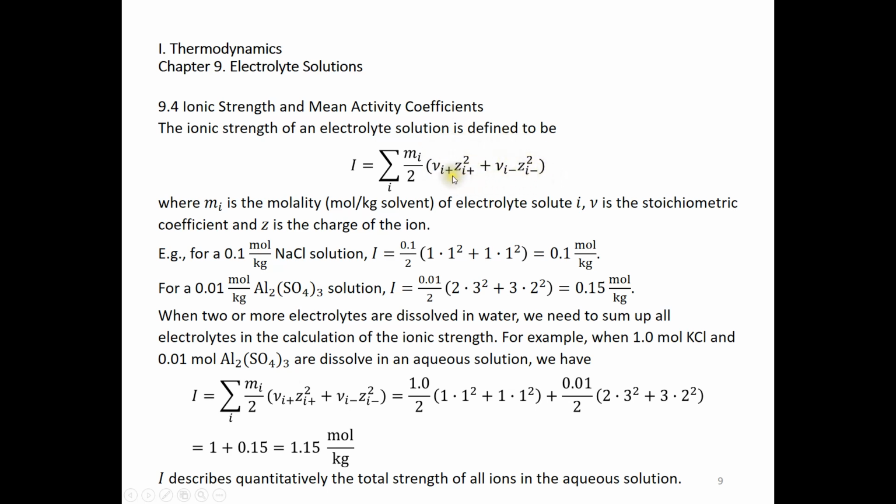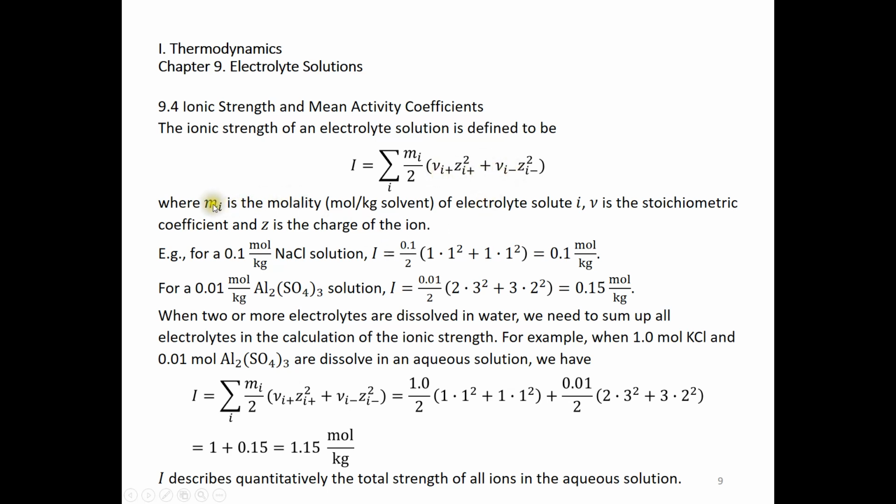In the cationic term, we have the coefficient of the cations multiplied by the charge of the cation squared. In the anionic term, we have the coefficient for the anions multiplied by the charge of the anion squared. The reason we put a sum here is because in the electrolyte solution, we may have multiple different salts dissolved. For example, we can have both sodium chloride and aluminum sulfate being dissolved in the same solution.